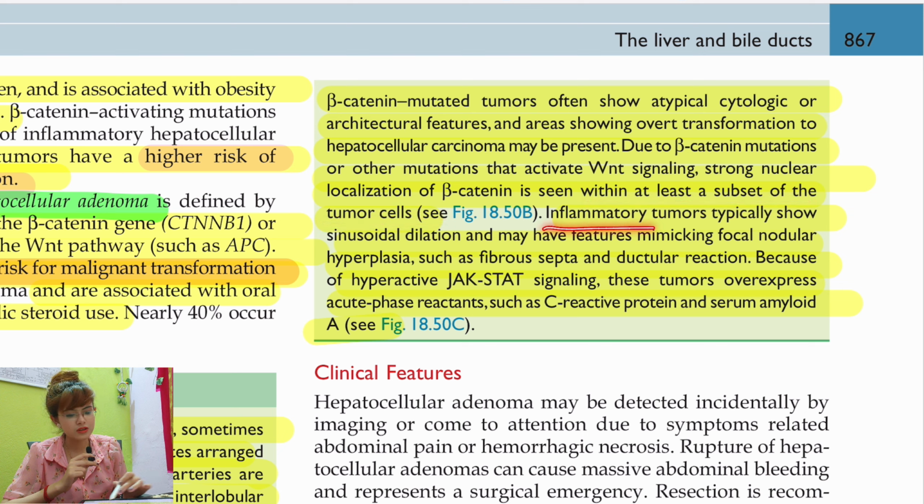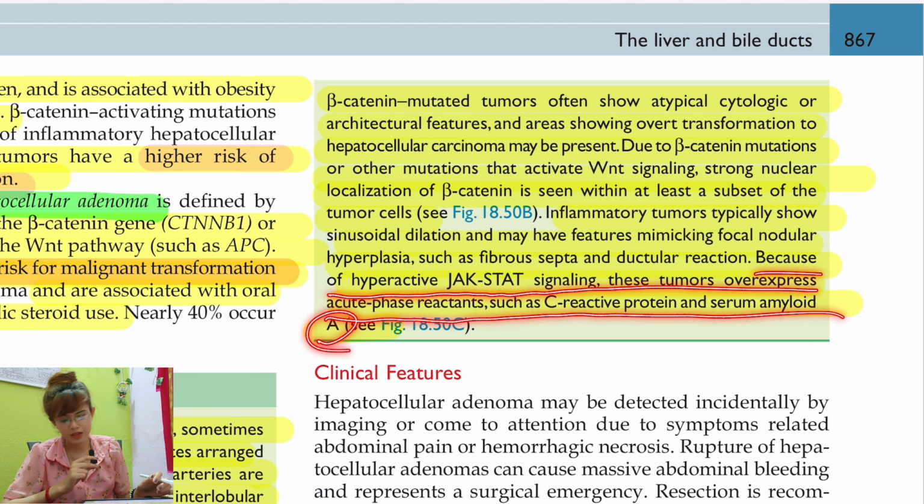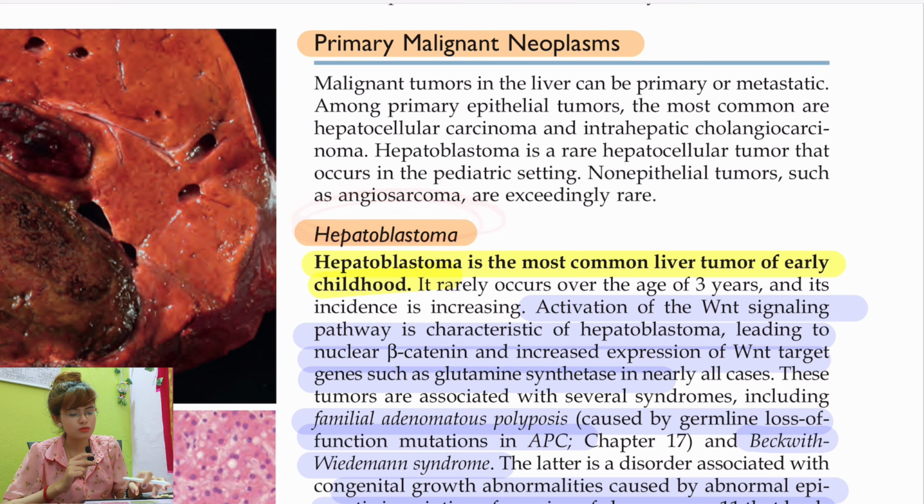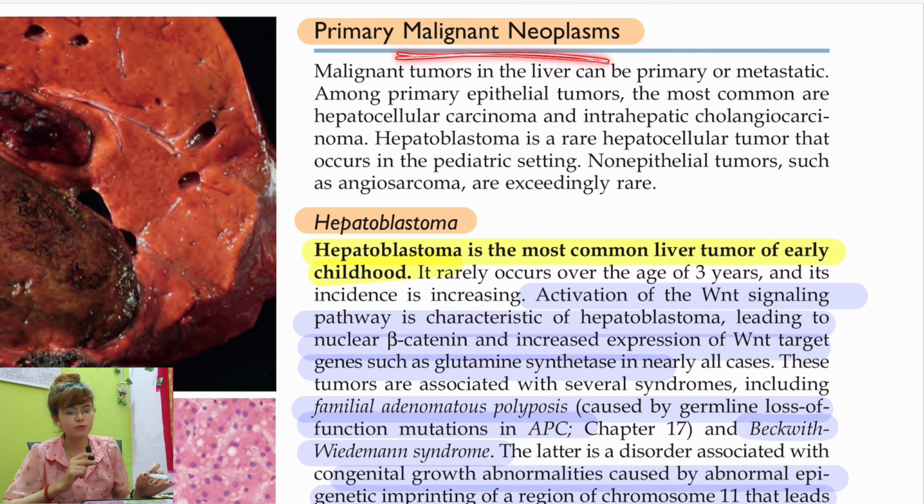Inflammatory tumors will typically show sinusoidal dilatation and may have features mimicking FNH, such as the fibrous septa and ductular reaction. Because of the hyperactive JAK-STAT pathway, these tumors overexpress acute phase reactants like C-reactive protein and serum amyloid A. Now coming to the malignant tumors, in which we'll read first about hepatoblastoma.